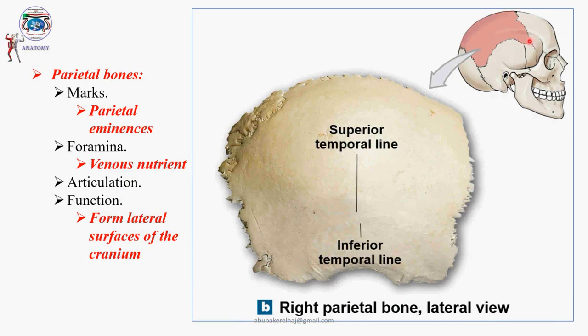Along the lateral aspect, these are the superior temporal line and the inferior temporal line. These lines give attachment for the muscles, specifically the temporalis muscle, one of the muscles of mastication, and you can see the movement and contraction of this muscle on the lateral side of the skull.